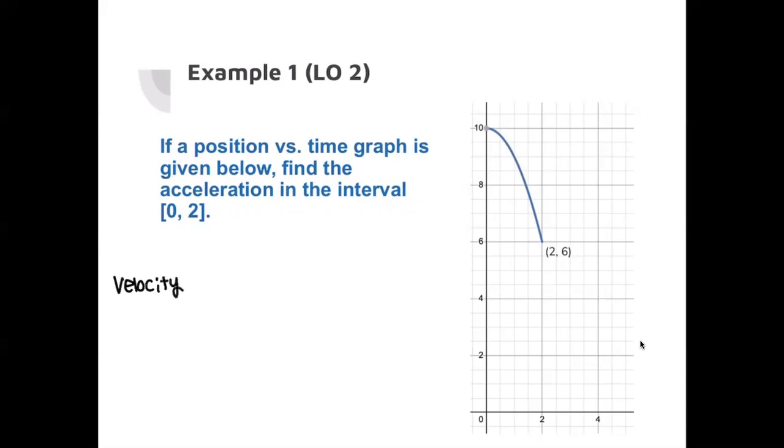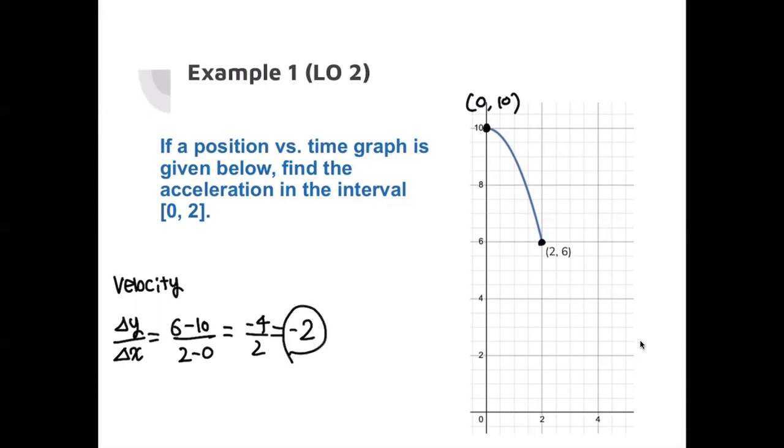Okay. The average rate of change: let's find it from this point to this point. It's (0, 10) and (2, 6), as given, right? So if we do change in y over change in x, it would be 6 minus 10 over 2 minus 0. So it'll be negative 4 over 2, or negative 2, right? So we can know that the velocity graph will have a slope of negative 2.